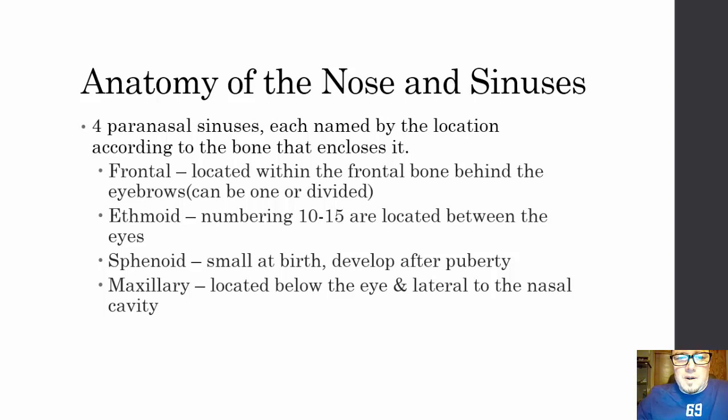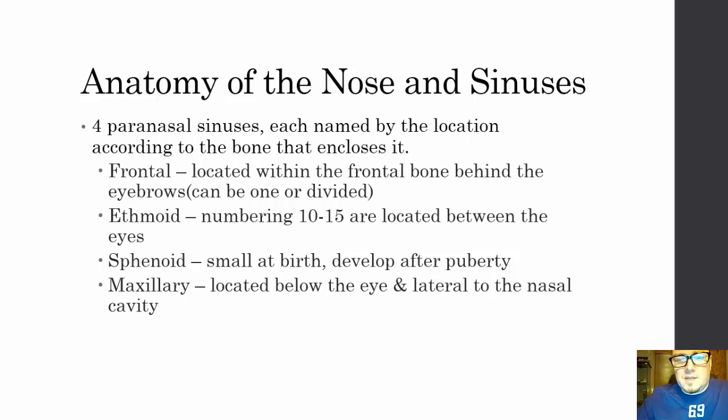There are four paranasal sinuses, and they are named by their location. The frontal sinuses are located within the frontal bone behind the eyebrows. They can be connected and be one sinus, or they can be divided. They are the most superior of all the sinuses, meaning they're up at the top up here.